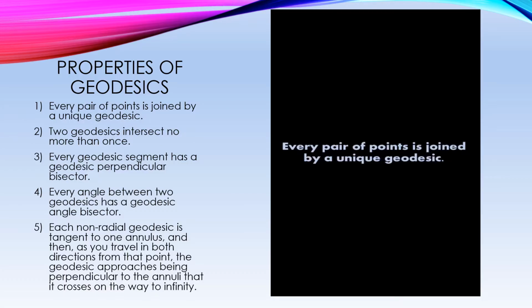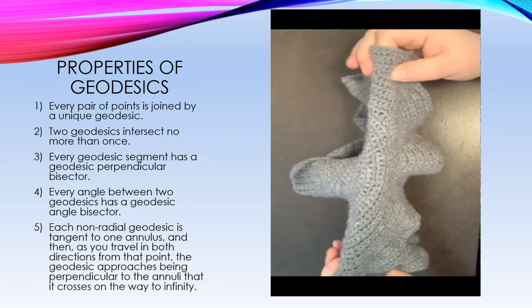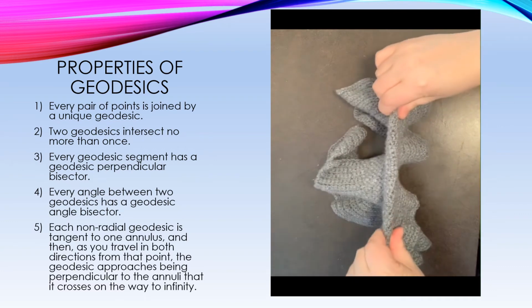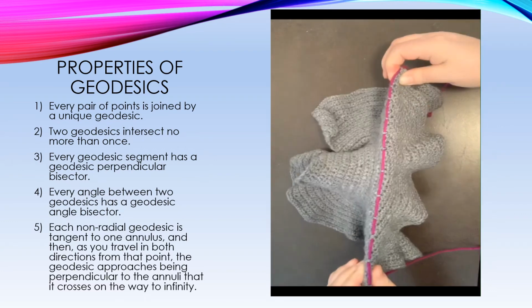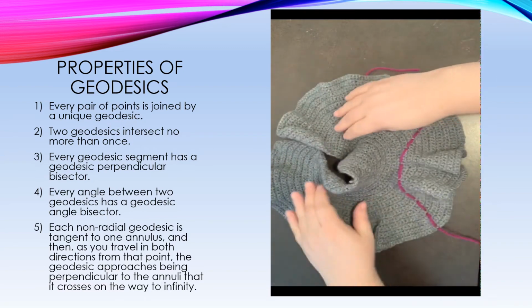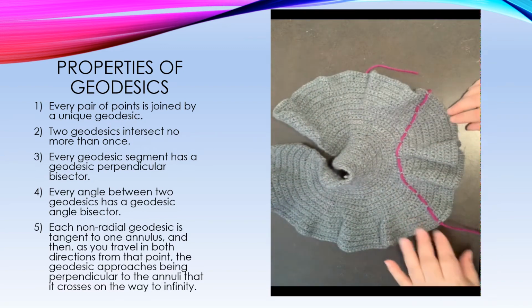What other properties of geodesics can we find? The first one is that every pair of points is joined by a unique geodesic. We've kind of already seen this property. If I were to fold this, then the points I'm pinching would be the 2 points, and you can see that I have created a single line that's possible.